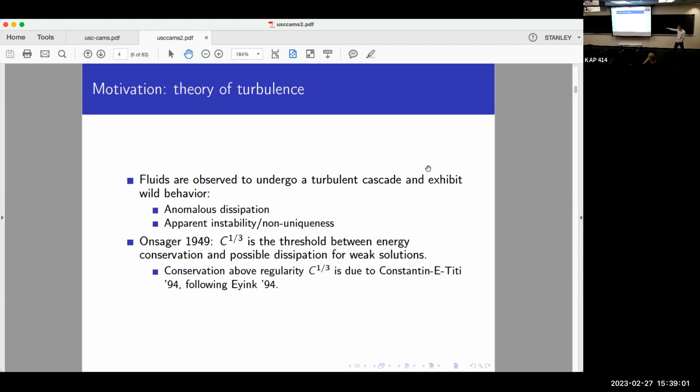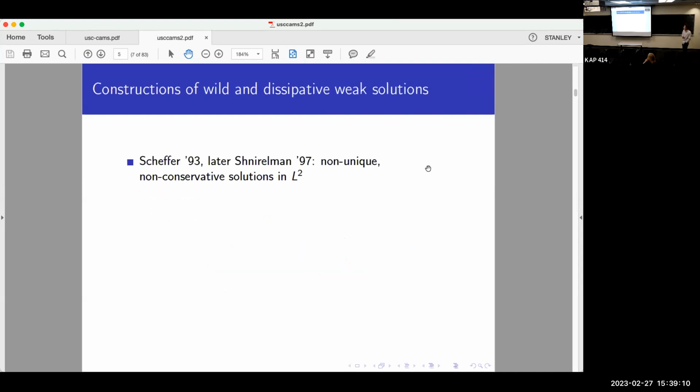Now Onsager also requires you to prove the other half of things. So if your solution is not C^{1/3}, you'd like to prove that it may not conserve energy. In some cases it might, but in general, it does not. So in terms of constructing wild and non-conservative weak solutions, the earliest example is by Scheffer, and later there was another example by Shnirelman, who constructed non-conservative solutions that are in L2. So no continuity of any type, just finite energy.